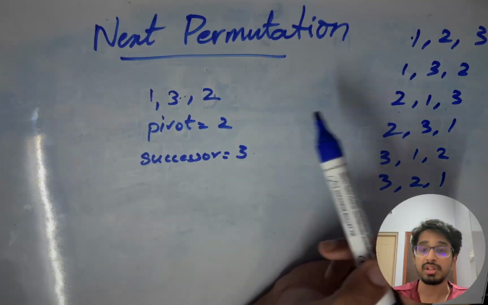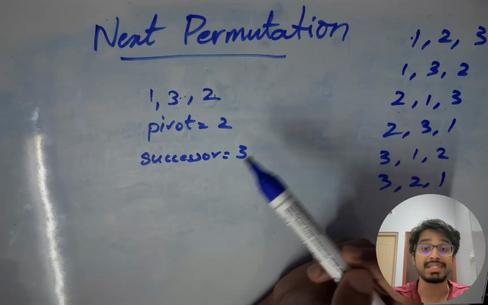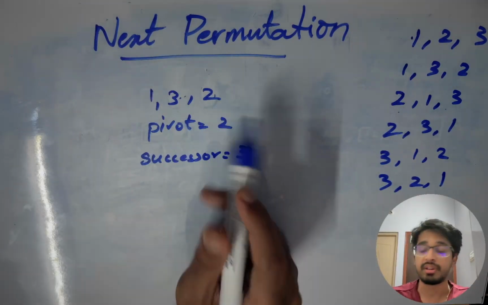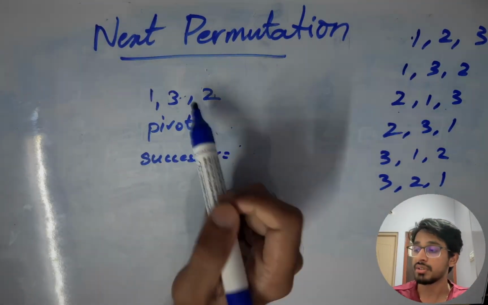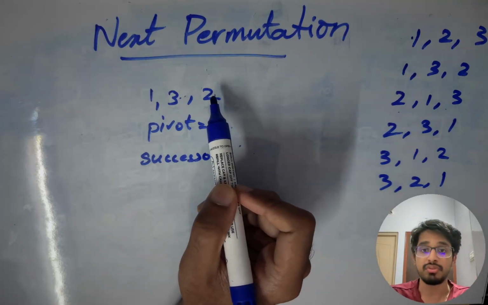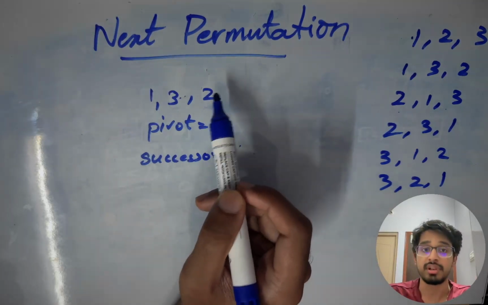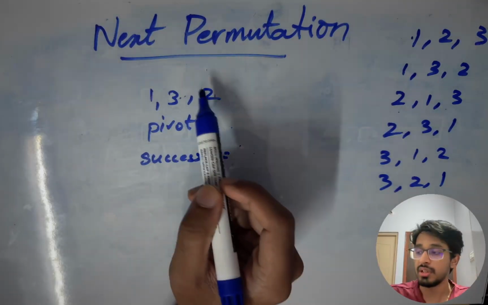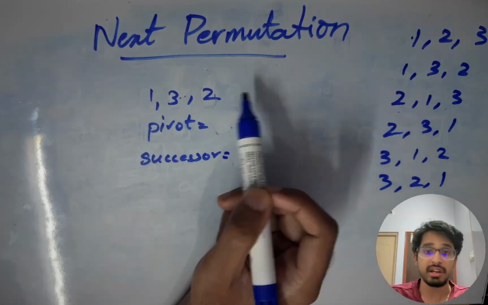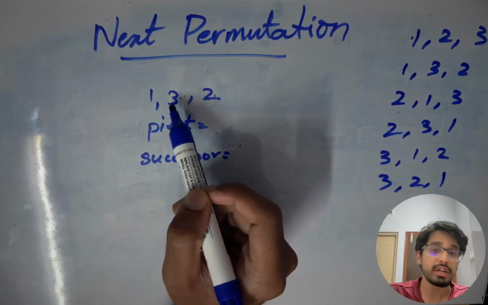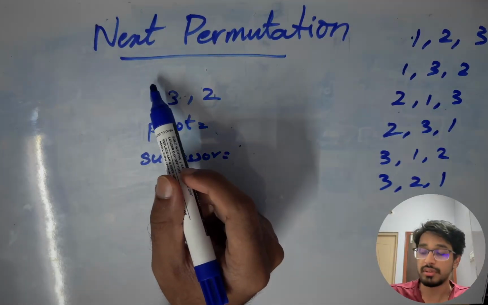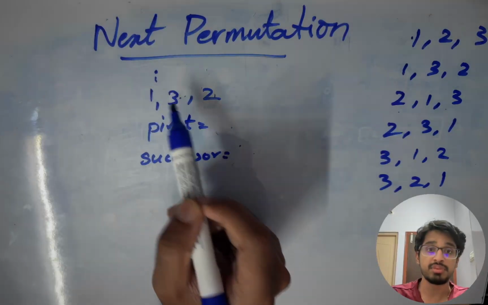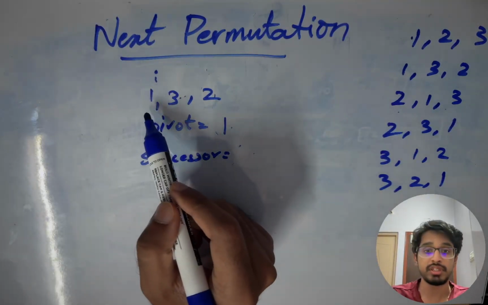Let us now calculate the next permutation for 1 3 2. Now we need to calculate the pivot. Let me reset this. The first step, as I told you, is finding the pivot, where we check from right to left for the first index greater than the previous one. If we see 2, there is nothing after that. 2 is not greater than 3. So now we go to the next one, so I is over here. Now you see that 3 is greater than 1. Pivot becomes 1.